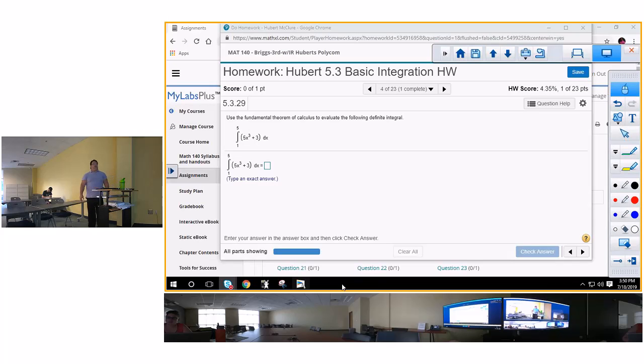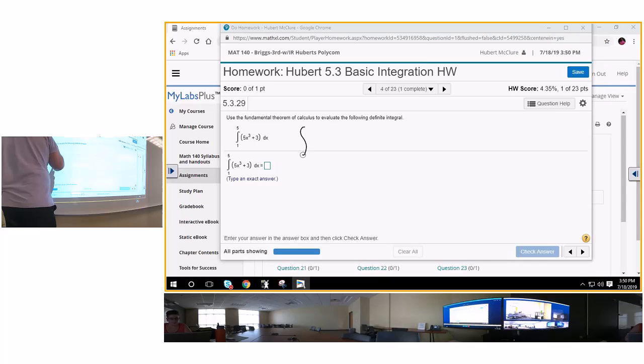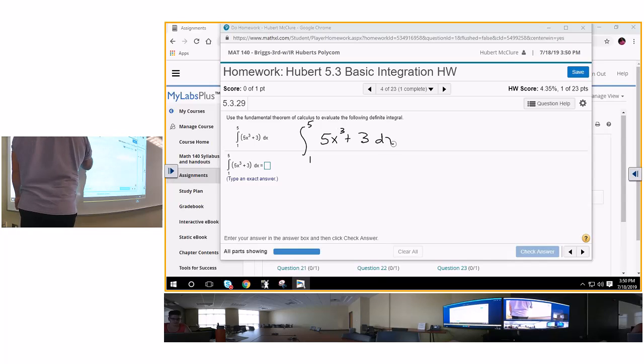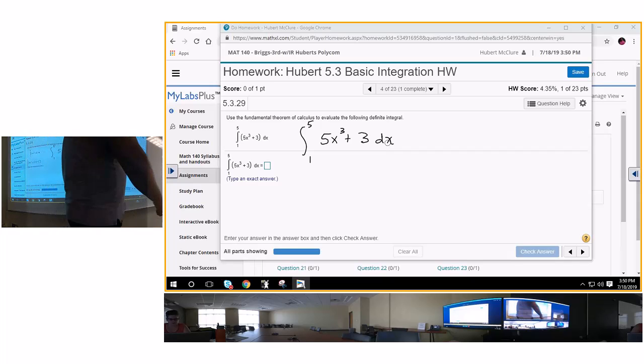There we go. This is a regular question, and this is the antiderivative of 5x cubed plus 3. The antiderivative from 1 to 5 of 5x to the third plus 3 dx. All right, take a minute and work on that one.